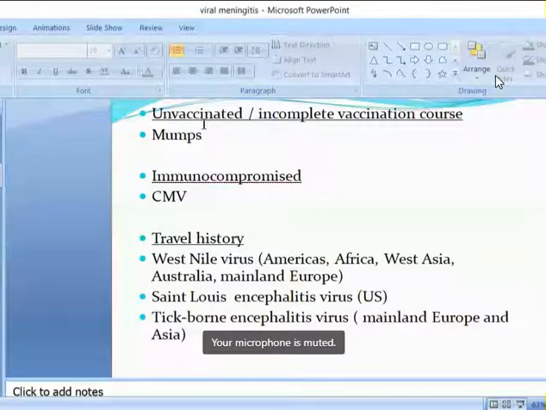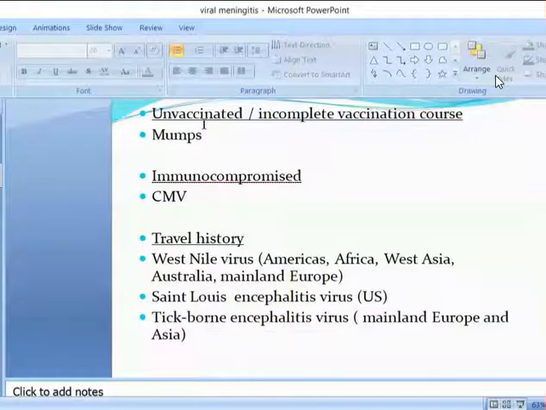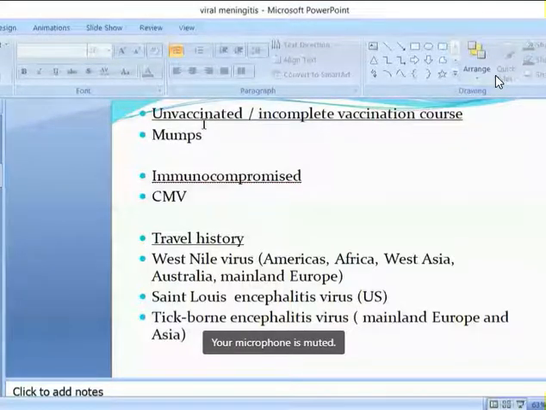Then it's also important to know the travel history, because certain viruses are restricted to one particular geographic location. For example, in the Americas, Africa, West Asia, Australia, and mainland Europe, you'll find West Nile virus, which is a common cause of encephalitis as well as meningitis. Then in the US, you may find St. Louis encephalitis virus as one of the causes of meningitis as well. So you have to take the history of travel. Tick-borne encephalitis viruses also are there.